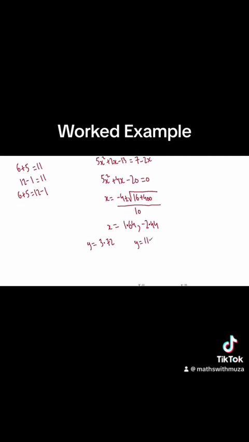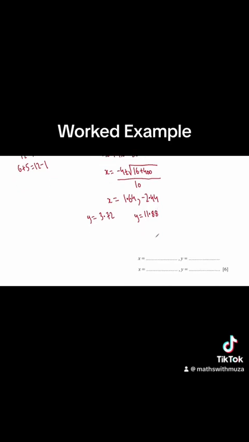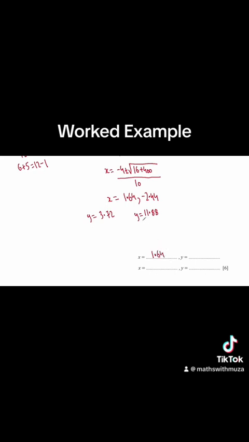So 11.88. And now to write the final answers, you have to be careful. Make sure you match the correct answer with the correct number. So when we had x is equal to 1.64, you can't write y is equal to 11.88 for that because we didn't put that number into the equation. We put 1.64 in and we got 3.72 instead. So you have to write 3.72 with 1.64. And when you put x is equal to negative 2.44, you can't put 3.72 because that's not what we got. We got 11.88. So make sure you match the correct x number with the correct y value.